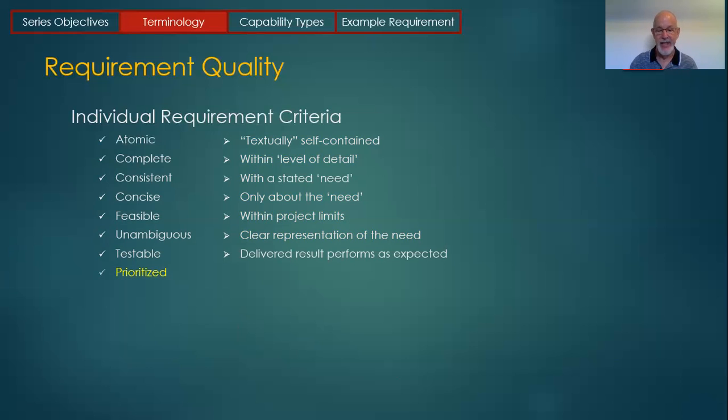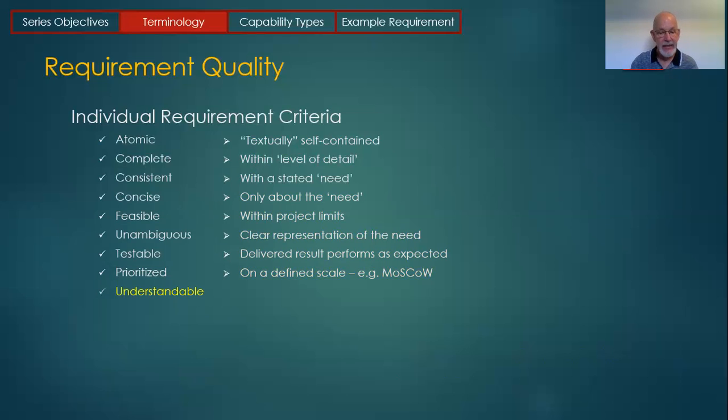Prioritize, that's an easy one. There's lots of prioritization schemes. MoSCoW is a popular one. Must have, should have, could have, or won't have. High, medium, and low, doesn't matter, but they should be prioritized.